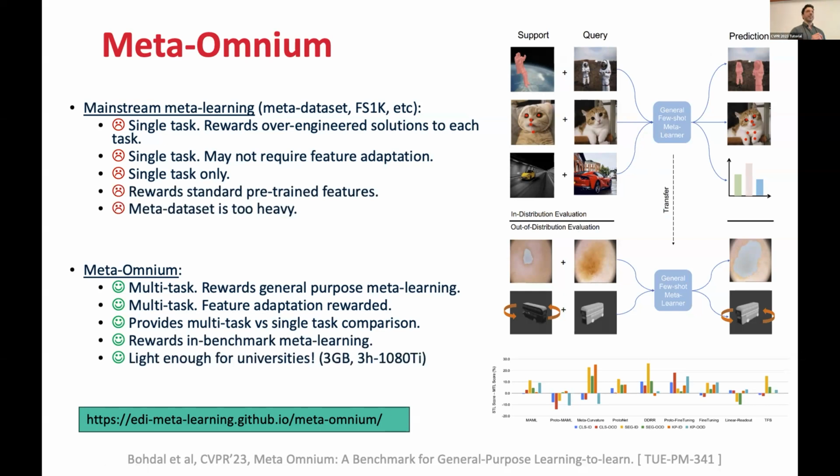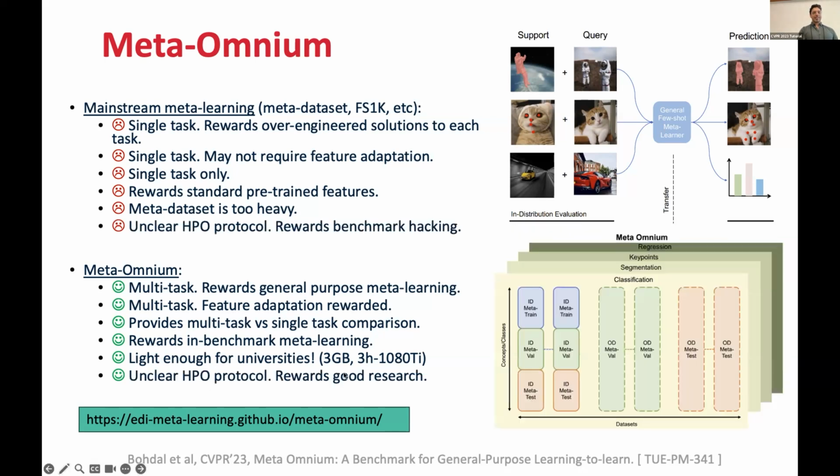Also, it's really nice because we carefully designed this to be light enough for universities. So if you were previously struggling with doing meta learning on Google meta dataset and you said, oh my gosh, those Google guys have so many GPUs, it's taking me like 14 hours to run one hyperparameter of meta dataset. This Meta Omnium, despite having more tasks, is actually really light, 3 gigabytes in size. And even if you have woefully out-of-date hardware like a GTX 1080 Ti, you can do the whole run in 2 or 3 hours. And also there is a super clean hyperparameter optimization protocol.